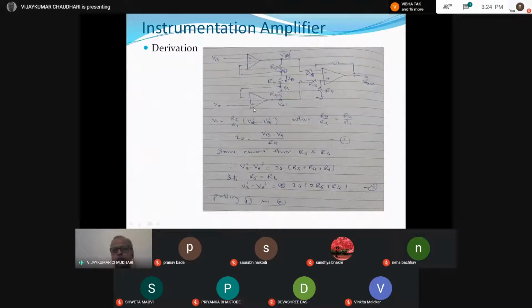So this is the configuration you are familiar with already, the 3 op amp instrumentation amplifier, right? This is op amp 1, this is op amp 2, this is op amp 3. This is R1, R2, R3, R4, and R4, R5. This is RG, the resistance which adjusts the gain, right? So this is the main resistance which adjusts the gain. So let us derive the expression.